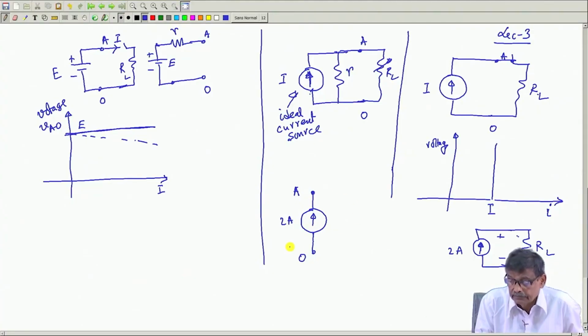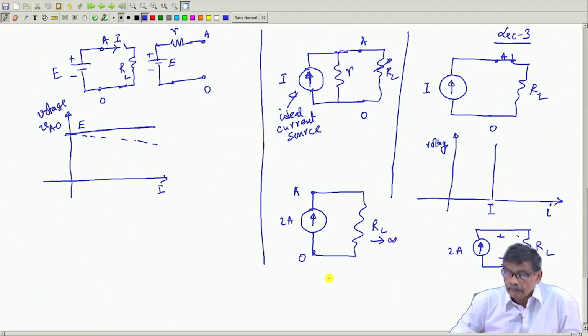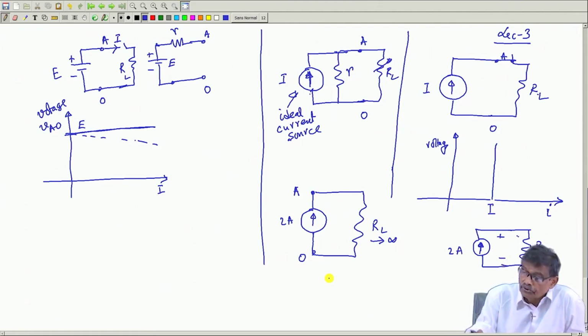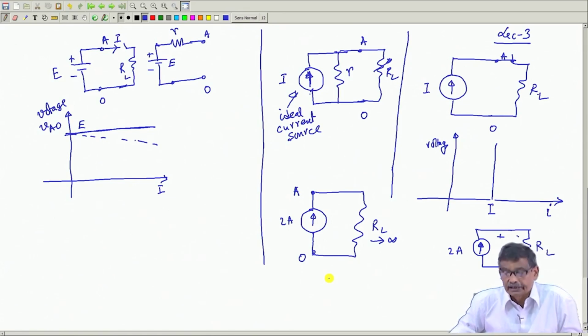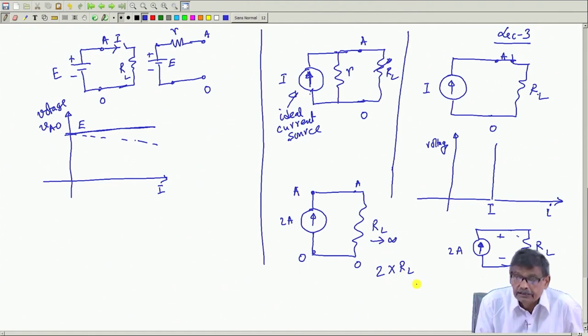It means that, open circuit means what? RL tending to infinity, is it not? Then only these 2 points will be open circuited. Therefore, if a current source is kept open circuited, what will be the voltage between these 2 points, A and O? 2 into RL, and RL tending to infinity. So, infinite, very large voltage will appear.